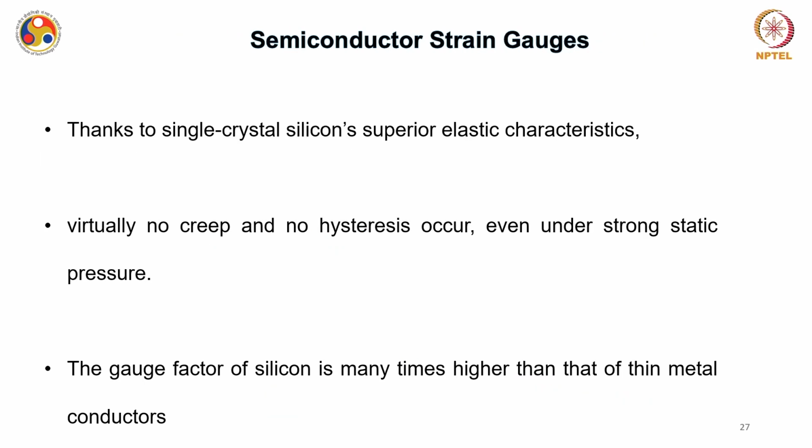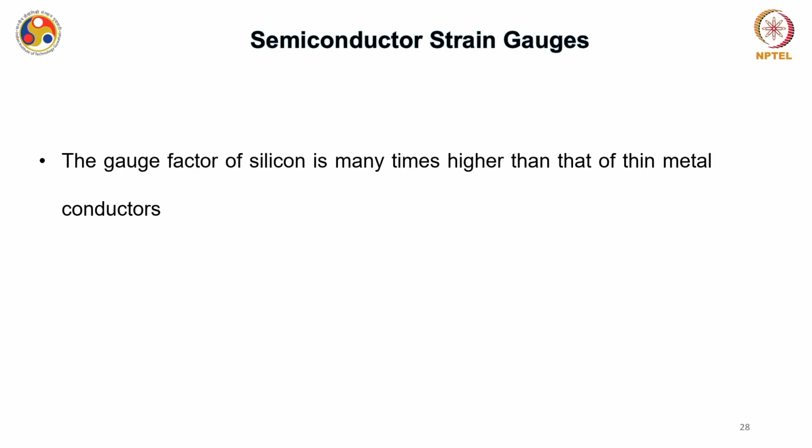Now, single crystal silicon has very superior elastic characteristics, and that is exactly why you are able to use it as a diaphragm also. There is virtually no creep and no hysteresis, even under strong static pressure. So even if you have very strong static pressure, you will not find any kind of hysteresis or creep. The gauge factor of silicon is many times higher than that of thin metallic conductors, and that is why, as I initially mentioned, when you want higher sensitivity, you have to go for semiconductor strain gauges like strain gauges based on silicon.